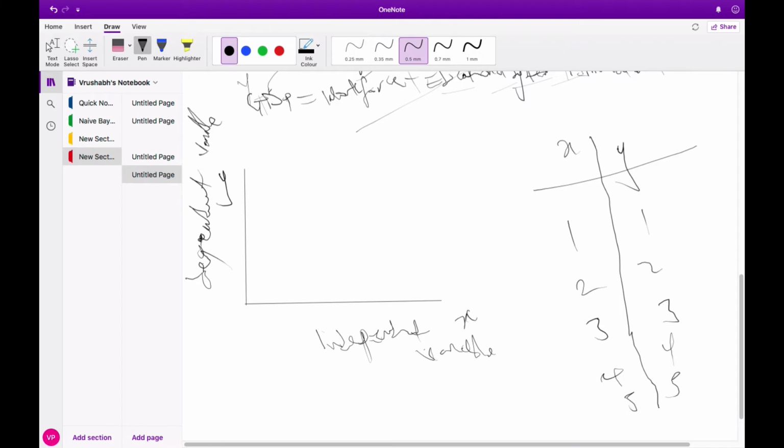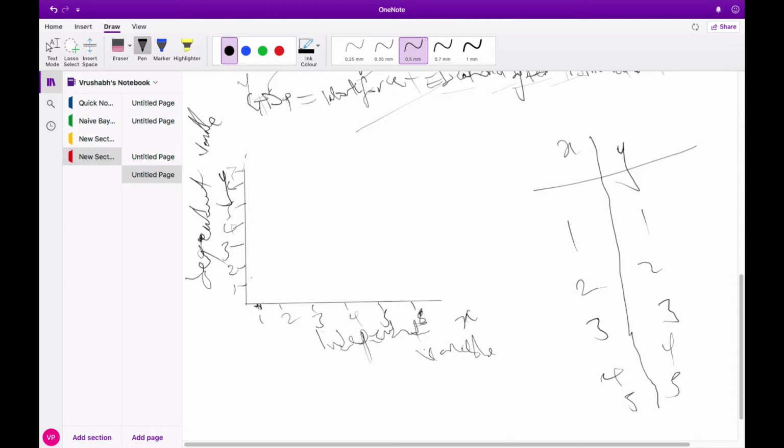Okay, now let's plot some, let's put some labels here. So let's say here is 1, we have 2, we have 3, we have 4, we have 5, we have 6, and so on. Then over here we have 1, we have 2, we have 3, we have 4, we have 5, we have 6, we have 7, and so on. Okay, now what we are saying is that if x is 1, y is 1.